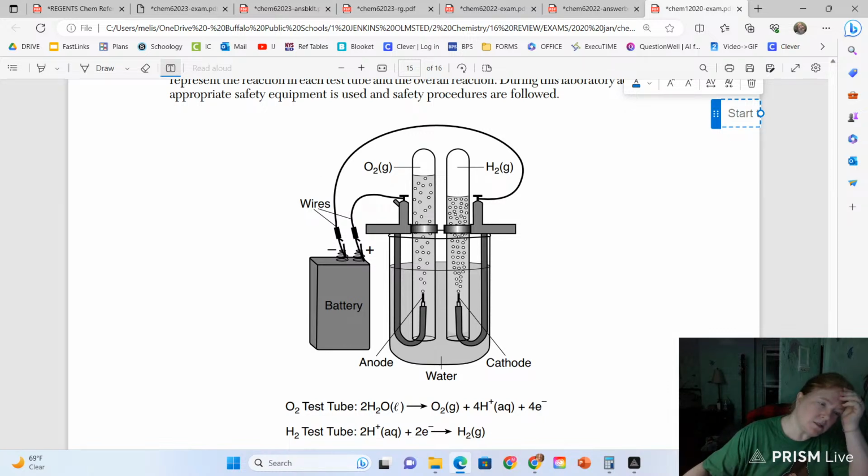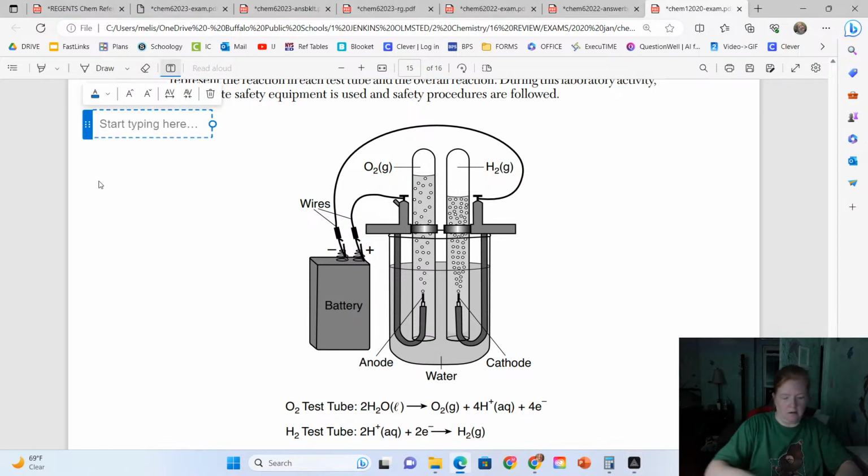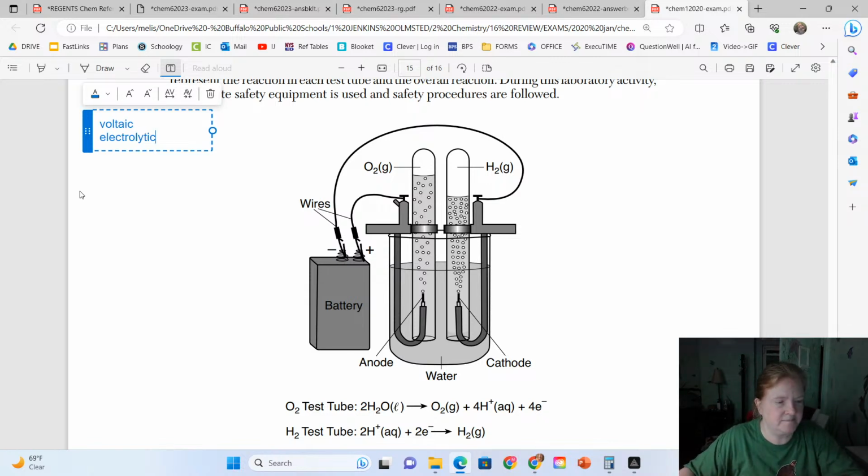What kind of cell is this? There are two kinds of electrochemical cells: voltaic and electrolytic. Which one is this one, and how can you tell? Do you know that? Which kind of cell is this and how can you tell?